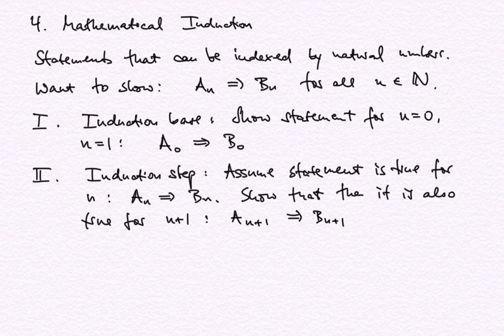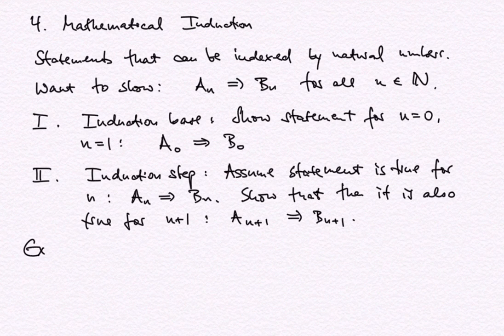Because then, since you have anchored it, so to say, at a natural number, let's say 0 or 1, so A0 implies B0, and then if you assume that it is true for a number n, then it follows that it must be true for n plus 1. You are essentially going through all natural numbers automatically. So from 0, it follows that the statement holds for 1, then it follows that the statement holds for 2, and so on to infinity.